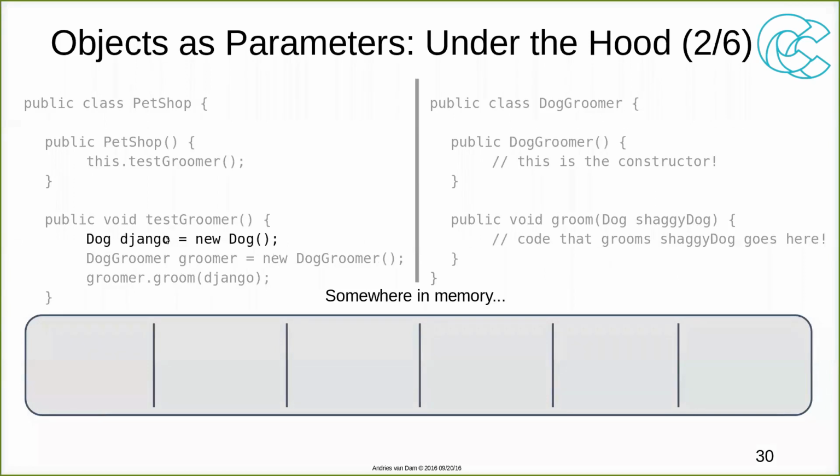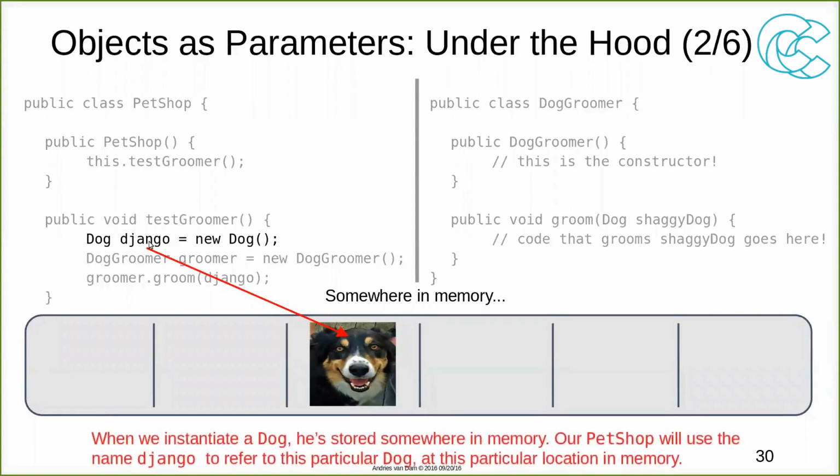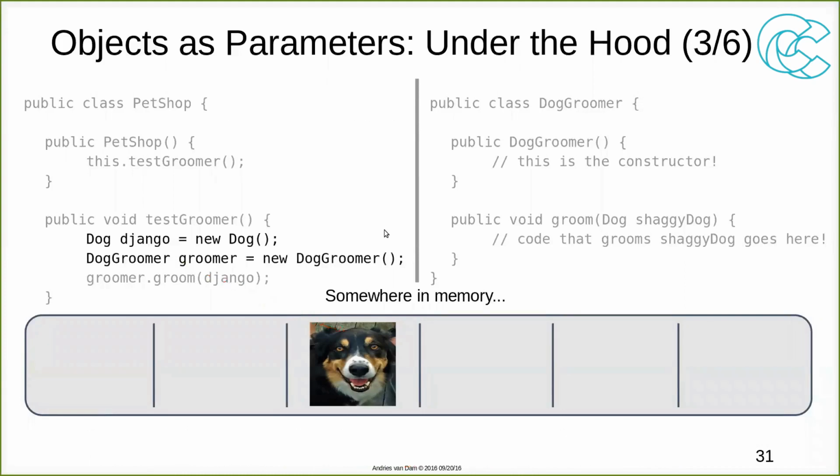Whenever we create an instance of dog, it will request a slot from the operating system, and it will get the slot. Let's say this is again 1001. Now Django refers to that particular slot, so it's a name given to a memory location. So 1001 is now referred to as Django. Now let's go to the second instruction.